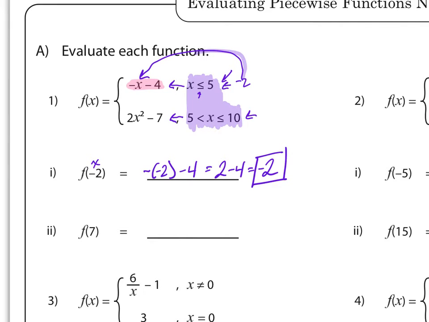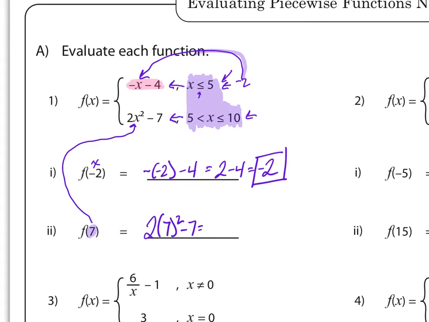And then we're going to do the same thing for the 7 down here. So I'm going to take this 7, which is my x, and I'm going to find out where it belongs in my domain. Well, 7 is between 5 and 10, so I'm going to take this 7 and put it in there. So I get 2 times 7 squared minus 7.